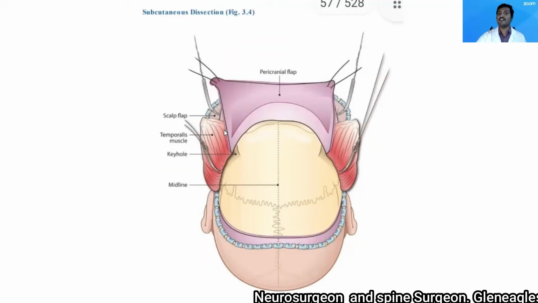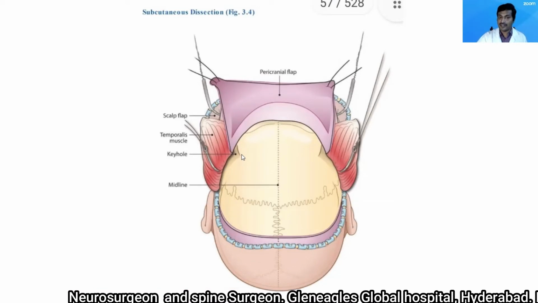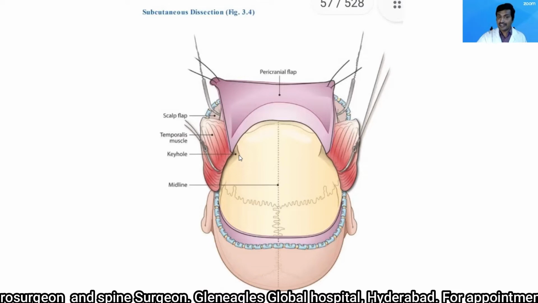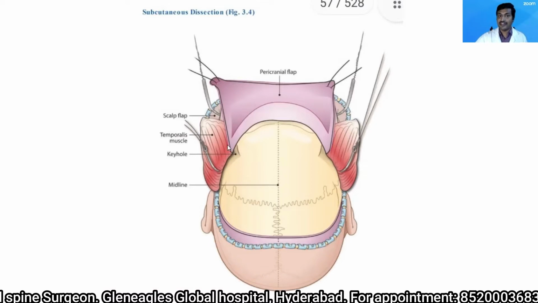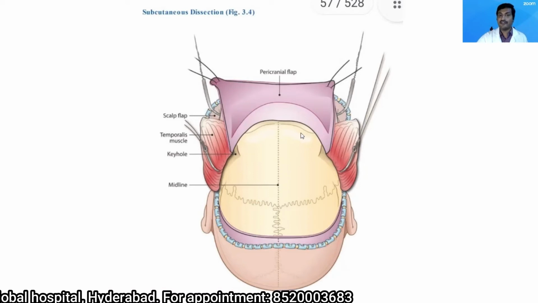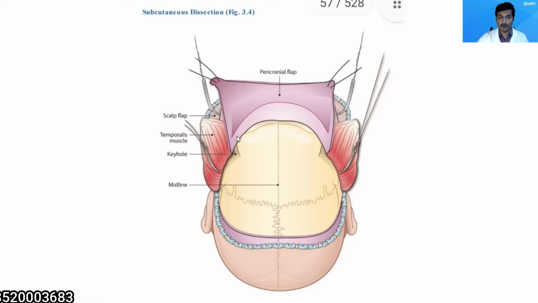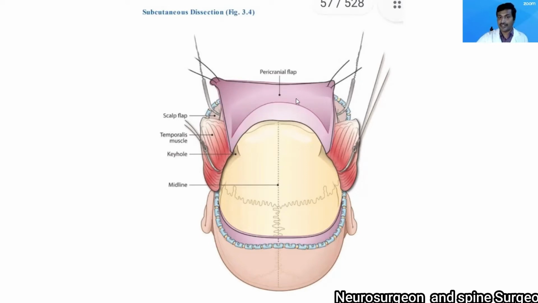Once I reach that, I use a combination of periosteal elevator and blunt dissectors and elevate the pericranial flap. We take every effort to keep the pericranial flap intact without any holes. If there is a small hole, I suture it back. So this is the pericranial flap which I have elevated.